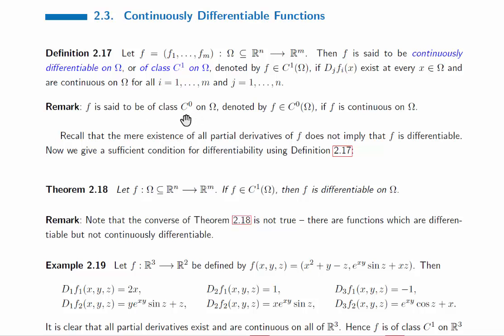Now, one can also use the term class C0 to denote continuous functions on Omega. Now, recall from theorem 2.12 that a necessary condition for f being differentiable is the existence of all partial derivatives of the function. However, we also know that the mere existence of all partial derivatives of the function does not imply that f is differentiable, and we need something more than just the existence. Now, the next result will tell us that f being class C1 would be sufficient for differentiability.